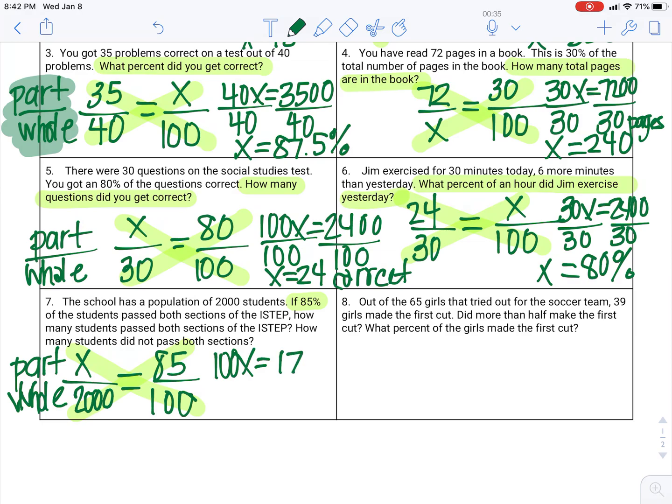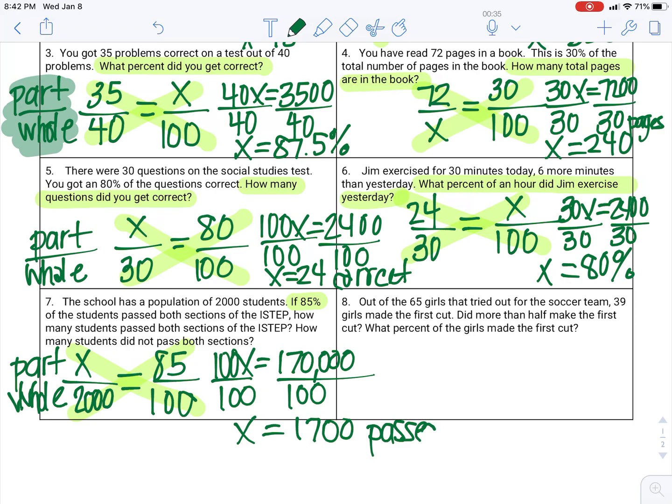to get 170,000. Divide that by 100, which is 1,700. So I know that 1,700 students passed. How do I figure out the students that did not pass? Well, it's what's left over from the whole. So if 1,700 out of 2,000 passed, that leaves 300 students who did not pass. And I've answered both questions.